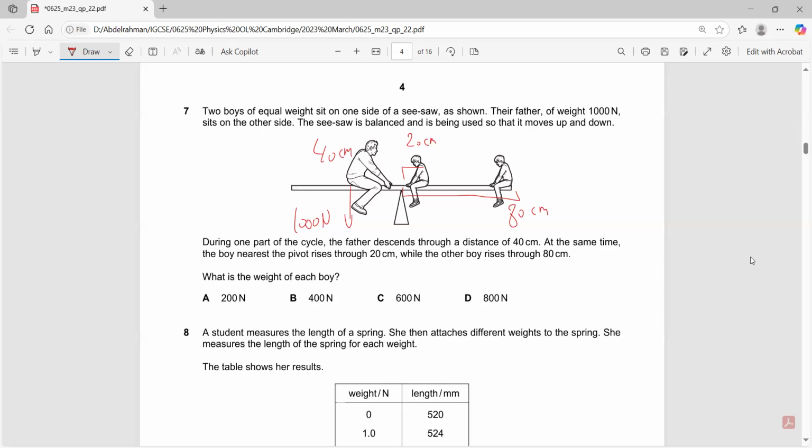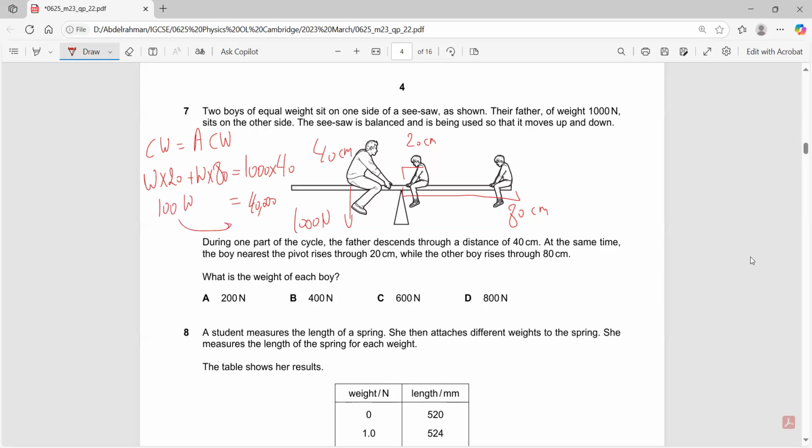Two clockwise moments. So if I write down clockwise moment is equal to the anti-clockwise moment, the boys both have a weight of W. So if I say W times 20 plus W times 80, this should be equal to 1000 times 40, right? So this is 40,000, and you have 20W and 80W, which is 100W.